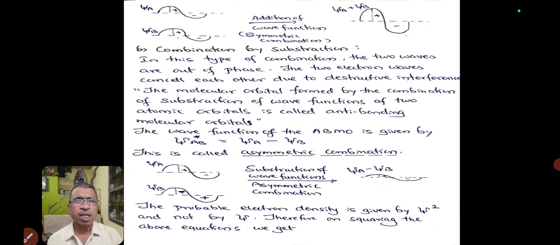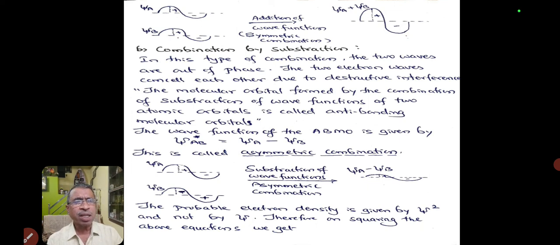Suppose I take the waves, where the amplitude of one is written positive and the other negative. If the positive amplitude mixes with the negative amplitude, it results in subtractive combination, or asymmetric combination, where the total amplitude decreases. So this is called anti-bonding. The result of this is the anti-bonding molecular orbital.